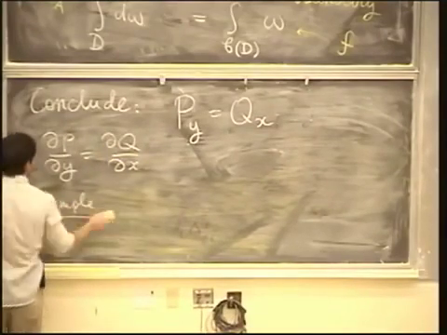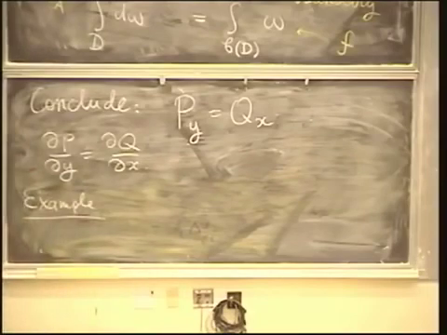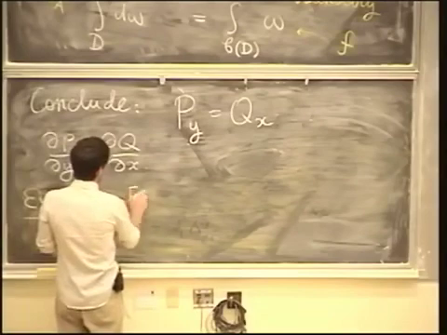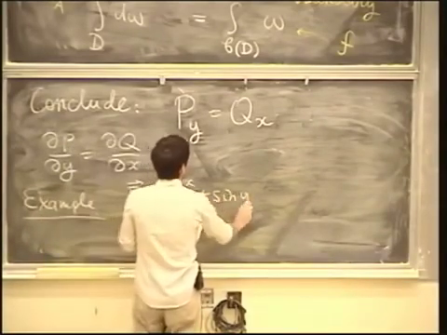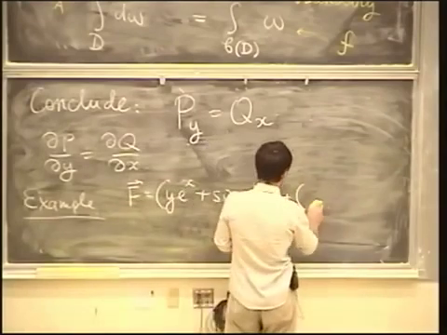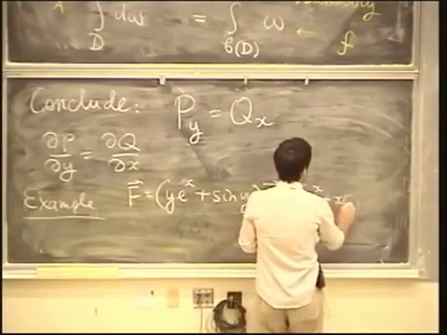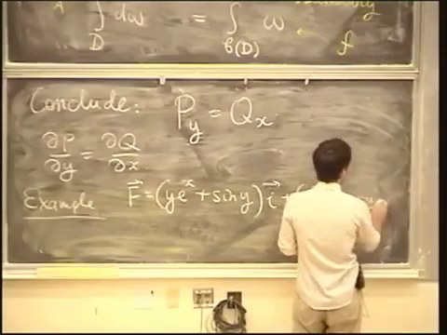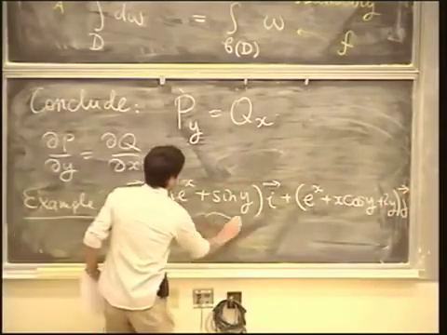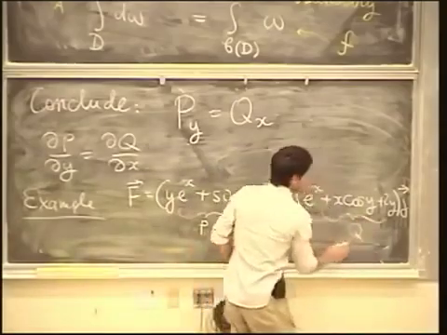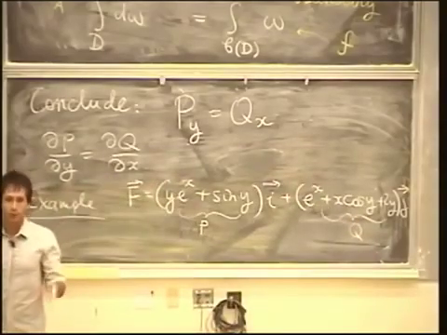Here's an example. So let's say the vector field is (y e^x + sin y) i + (e^x + x cos y + 2y) j. So this is P, and this is Q. So let me ask you this question. Is this vector field conservative?